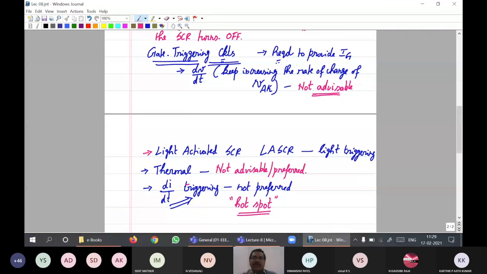Now the analogy in SCR: one spot, one region of the SCR, receives more heat, then it turns into a hotspot. Di by dt triggering, this is what happens. Di by dt means you are injecting a lot of electrons, a lot of charge carriers, within a very short time. Those electrons will not have any place to go, and get accumulated in one spot. That is going to create this hotspot.